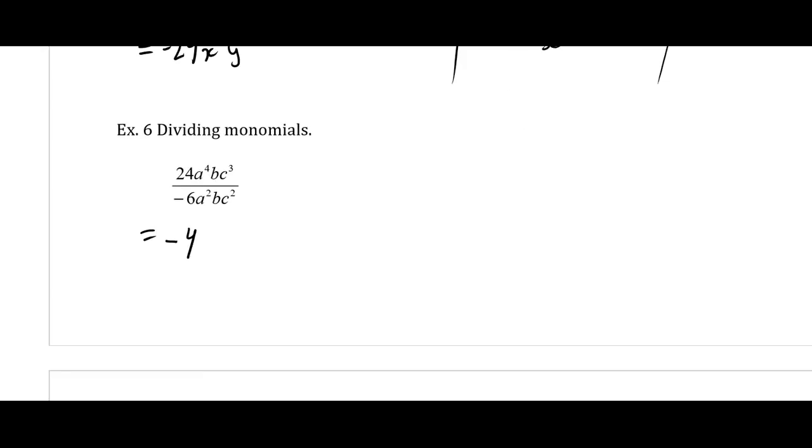So here's a quick example. A times a times a times a, that's a to the 4 on top, and a times a, that's a squared on the bottom, and each of these would divide to 1, and I'm left with 2 a's, so a squared on top, so this works out to a squared. B divided by b is 1, so we don't write it. It's not b to the 1, it's 1, so we don't write it, because anything times 1, it just doesn't change. And c cubed divided by c squared is c.